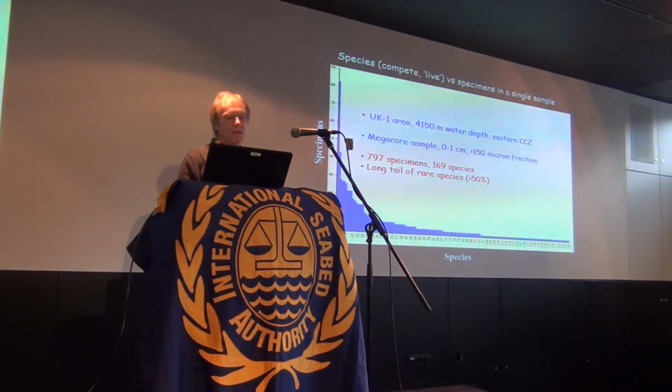It's the same story in the CCZ. These are data from a single sample from the UK1 area, at 4,150 metres. Again, this is just the top 1 centimetre. This is the 150 micron fraction, and we found 797 specimens and 169 species just in this single sample. And notice again that there's a long tail, well over 50% of rare species. By rare I mean represented by 1 or 2 individuals.